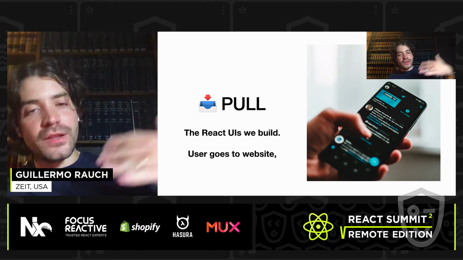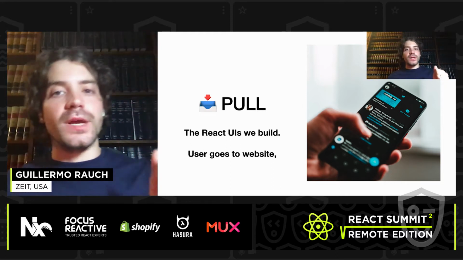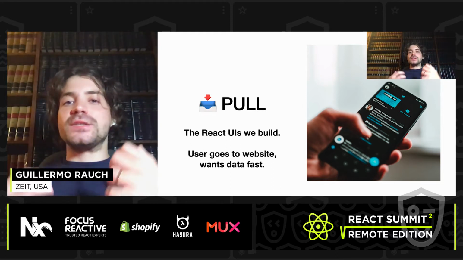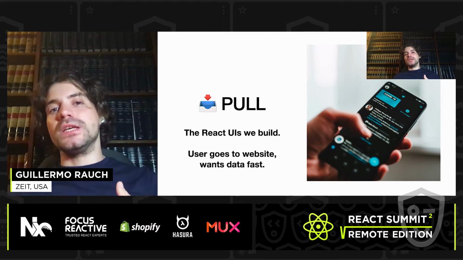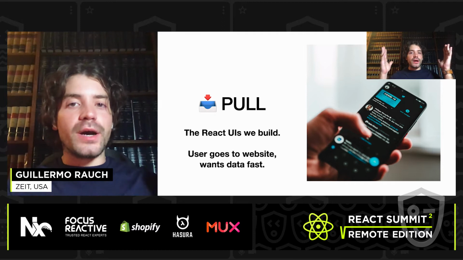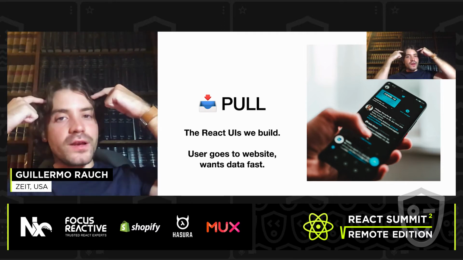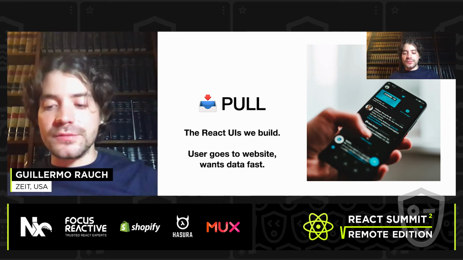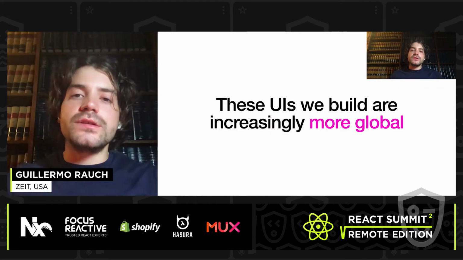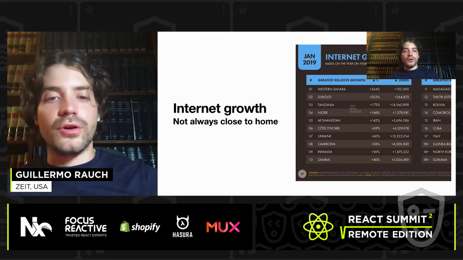So there's a discrete action that involves requesting a piece of information, and then I expect that data back to come to me as soon as possible. So in terms of the pattern that we thought about earlier, I'm going to get some data and want it in my brain as fast as possible. The UIs that we're building and the applications and websites that we're building are increasingly more global.